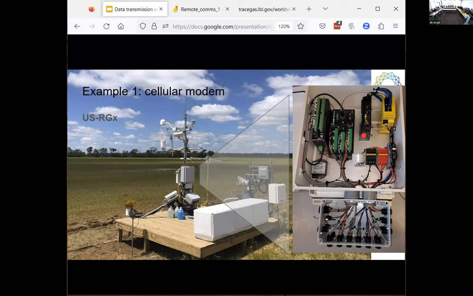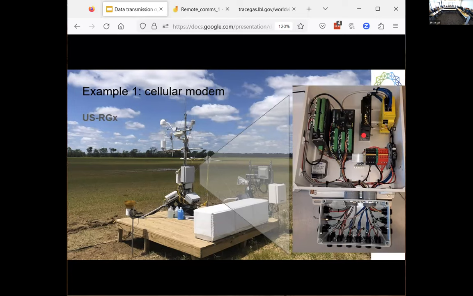We're all interacting with the internet all the time. So cell modems are basically a cell phone at your flux tower. I'm going to use this as an example to walk through some of how I interact with the site and the data, but also how I set up some of the network configurations that was certainly brought up in the Jamboard about settings and IP configurations and things like that.